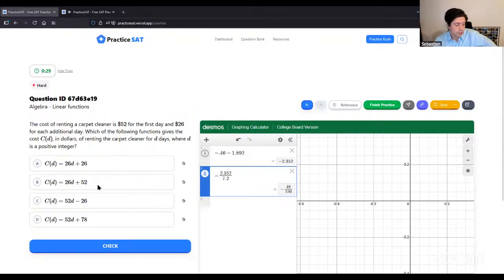So how they trick you is by doing this 52, but then let's think about the second day. If we do 2 days, it should be $78. But if you did it with this, you get 2 times 26, which is 52, that gives you 104. So we have to subtract 26 from the y-intercept to account for it. So it's actually going to be A.